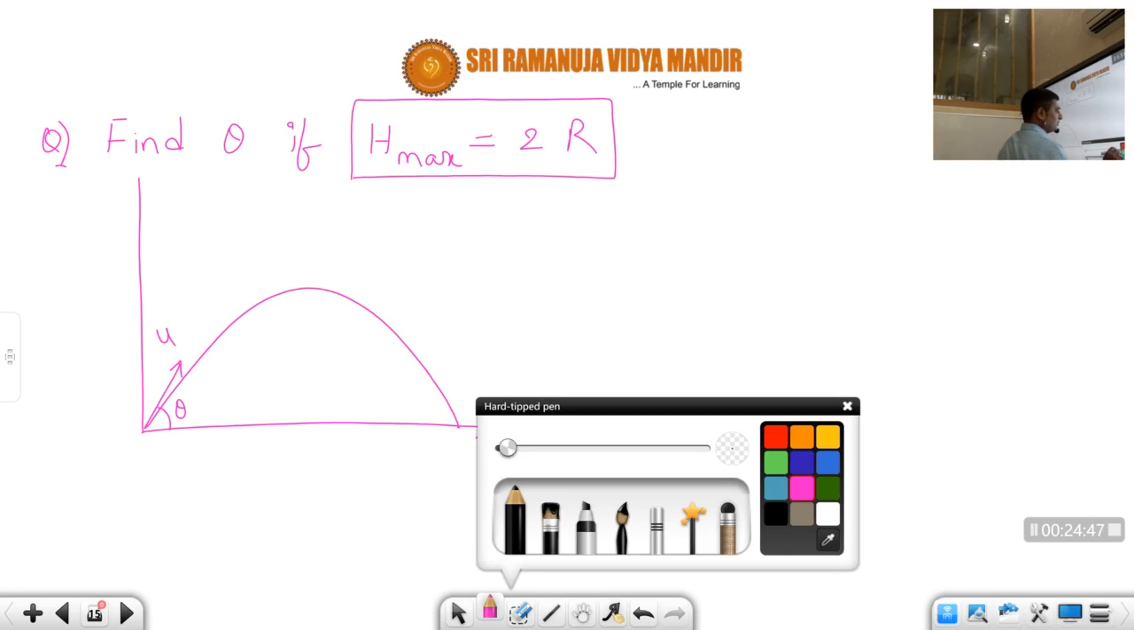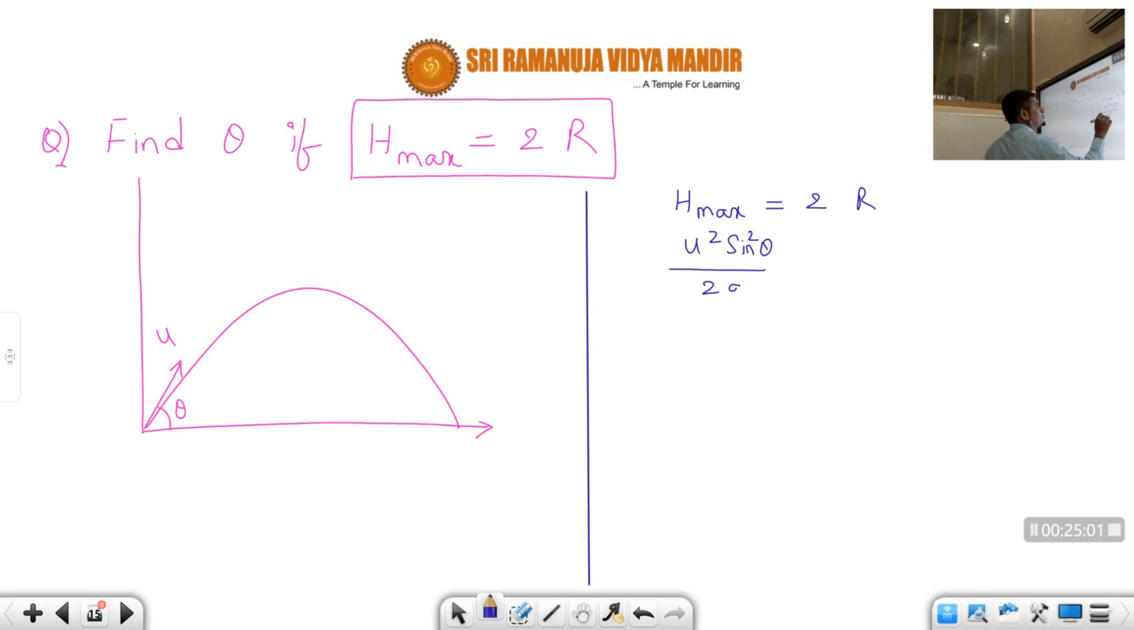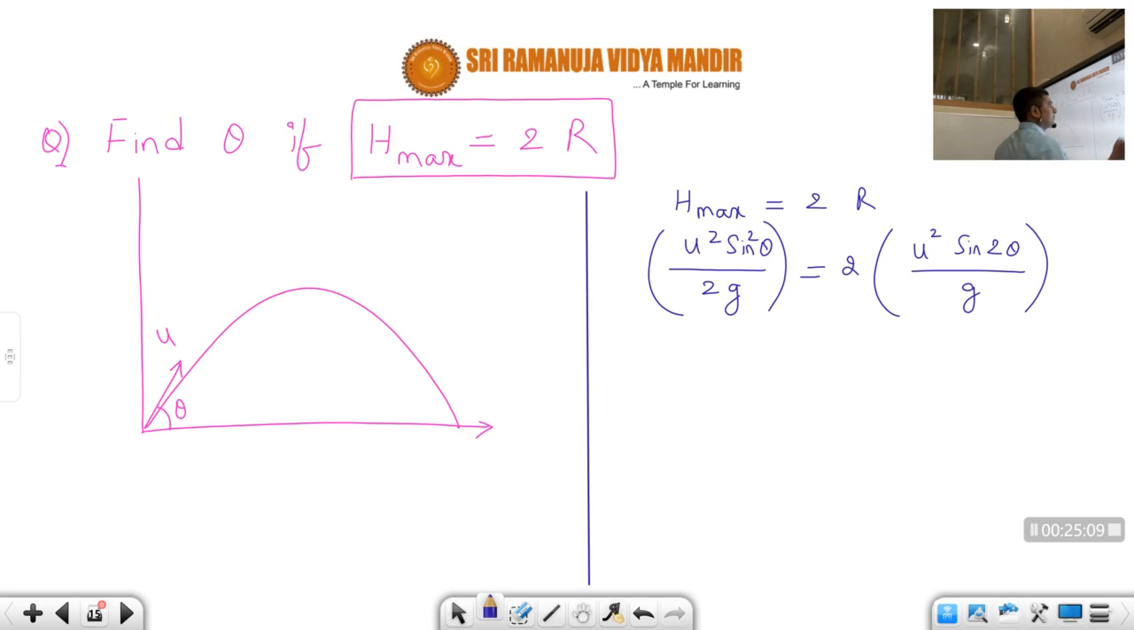Okay, so here directly we can always substitute the formulas. We have the formulas, students. So H max is equal to 2 times of R. What is the H max formula, students? u square sine square theta by 2g is equal to 2 times of range, u square sine 2 theta by g. Please remember, students.